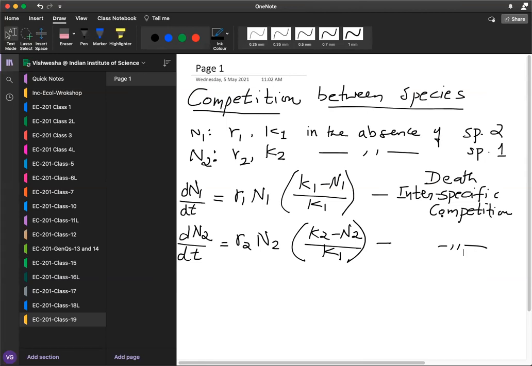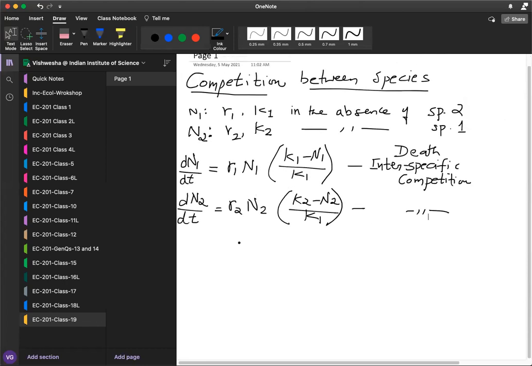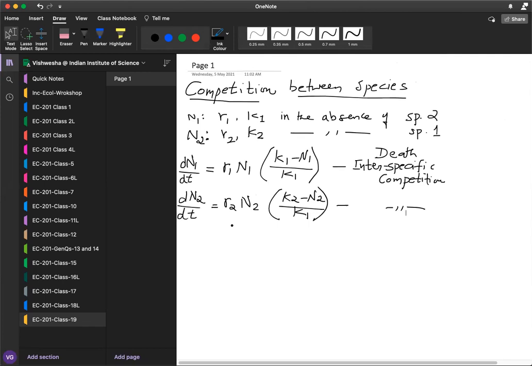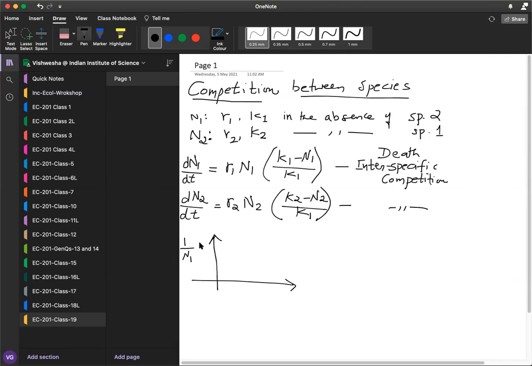The simplest way of doing it is the following. You remember what we did when we wrote down equations for competition within the same species, which is also called conspecific competition? We assume that the per capita growth rate of species 1 decreases with n1, right? This was the assumption we made to write down intra-specific competition.